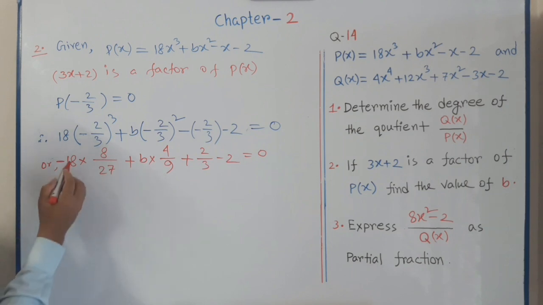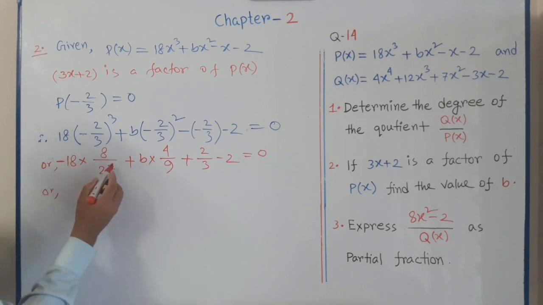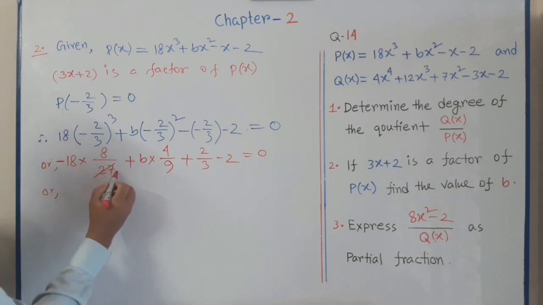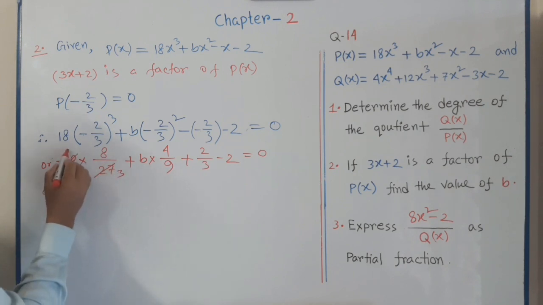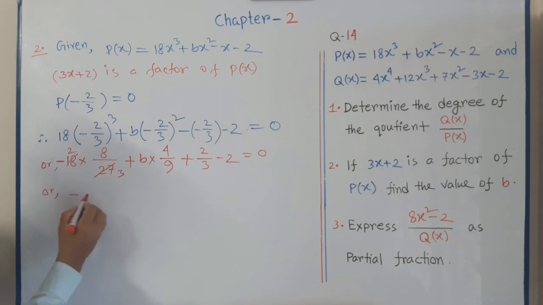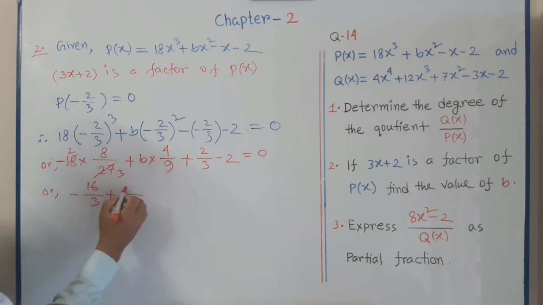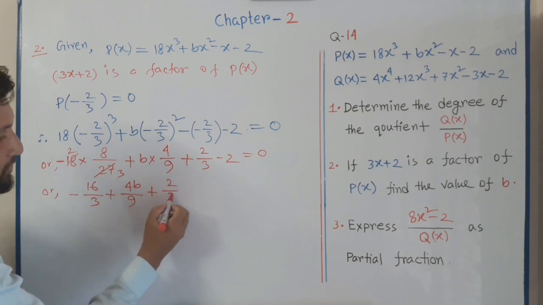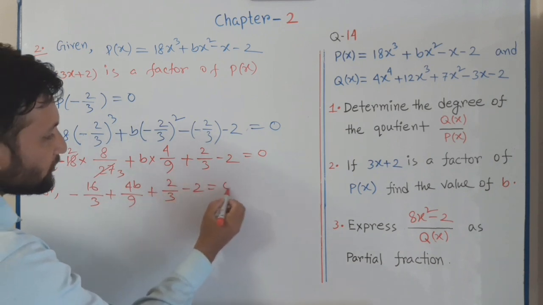Or we can write minus 18 and 27. Both 18 and 27 divide by 9. So 9 into 3, that means 27. 9 into 2, that means 18. So 2 into 8, that means 16 divided by 3 plus b into 4. So we can write 4b divided by 9 plus 2 by 3 and then minus 2 equal to 0.